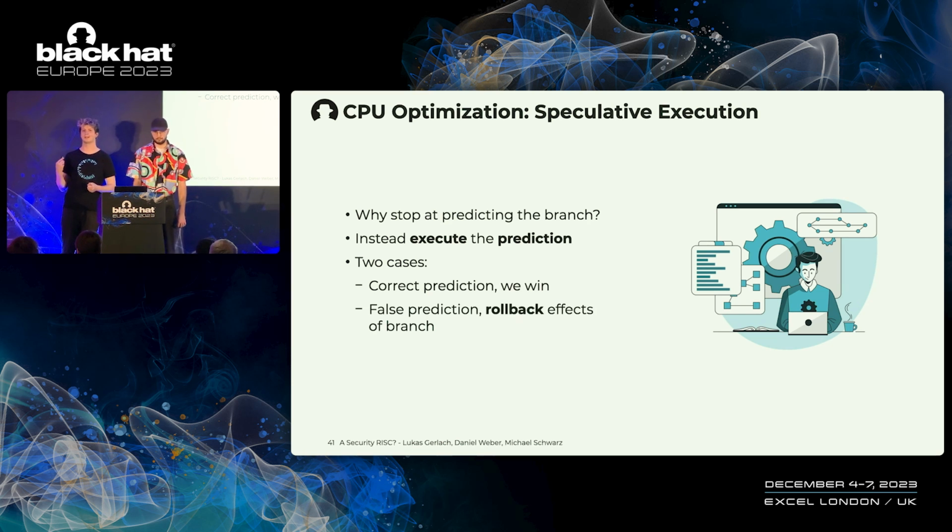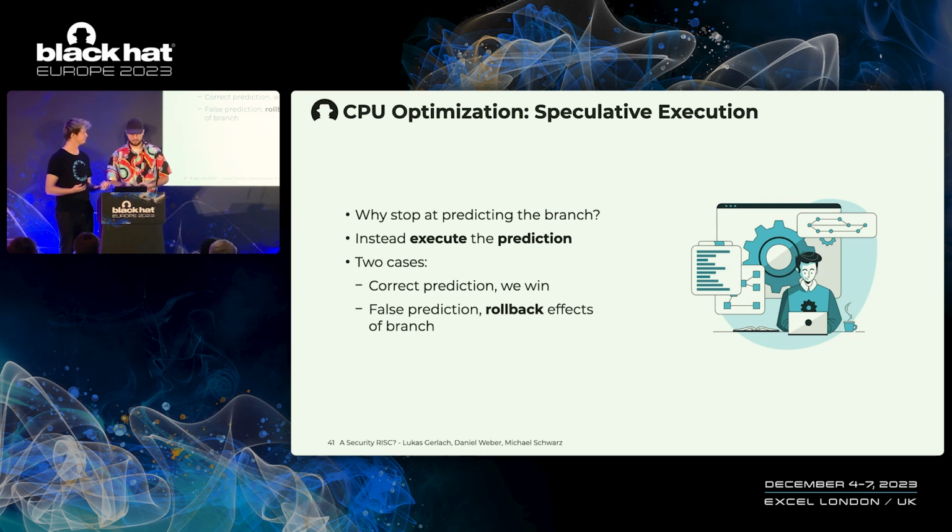But the problem is what happens if you predict falsely. In a false prediction, you have to roll back the inner state of the CPU to the actual branch and then take the correct branch. That's a little weird, and some side effects occur there. Nothing that you can directly observe, but with a little bit of insight into the CPU, things can go wrong there.